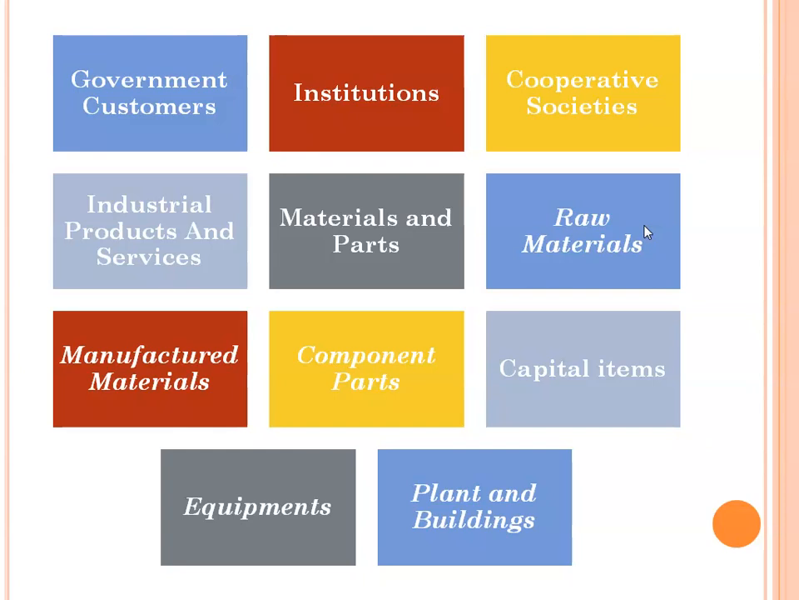Then the last part, that is plant and buildings. These are the real estate property of a business or organization. It includes farms, offices, plants or factories, warehouses, housing, parking lots, and so on.